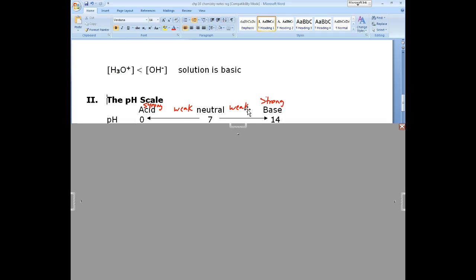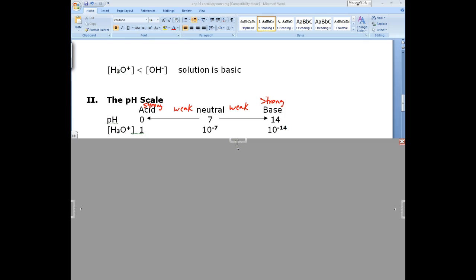Now, I'm going to put on the same scale your hydronium ion concentration. If the hydronium ion concentration is 1, we have a pH of 0. If the hydronium ion concentration is 1 times 10 to the negative 7, our pH is 7. And if it is a base, or if it's 1 times 10 to the negative 14, then it is a pH of 14.